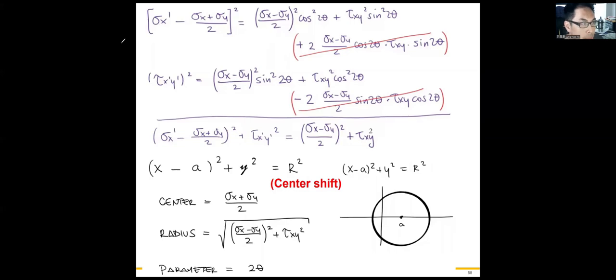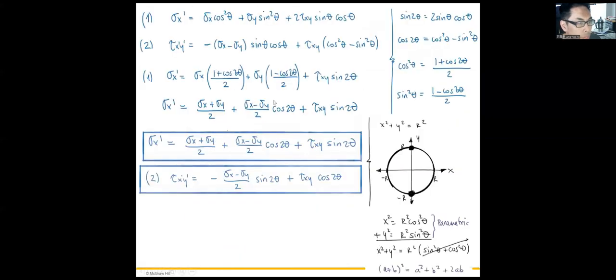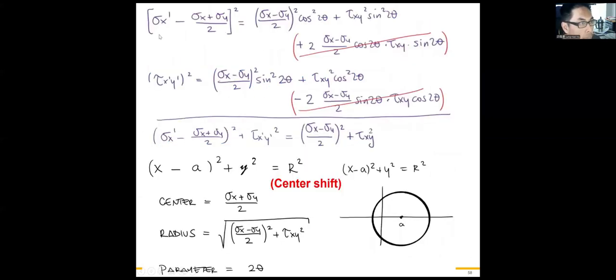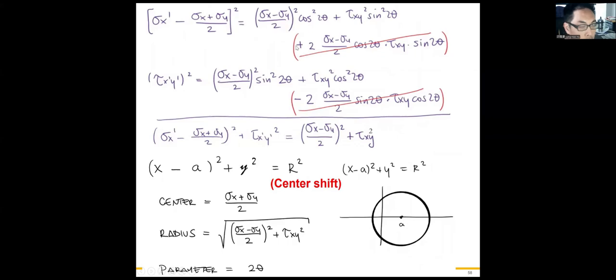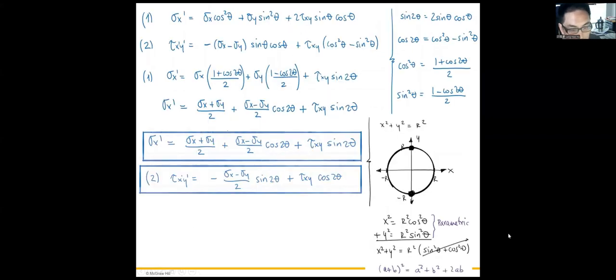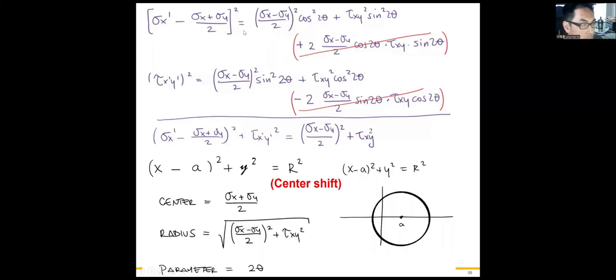What the Mohr circle is? So let's go back to the previous one. From this sigma x prime, we can move the first term on your left hand side and square it. So you can use the very fundamental mathematical relations to get this whole term on the right hand side.